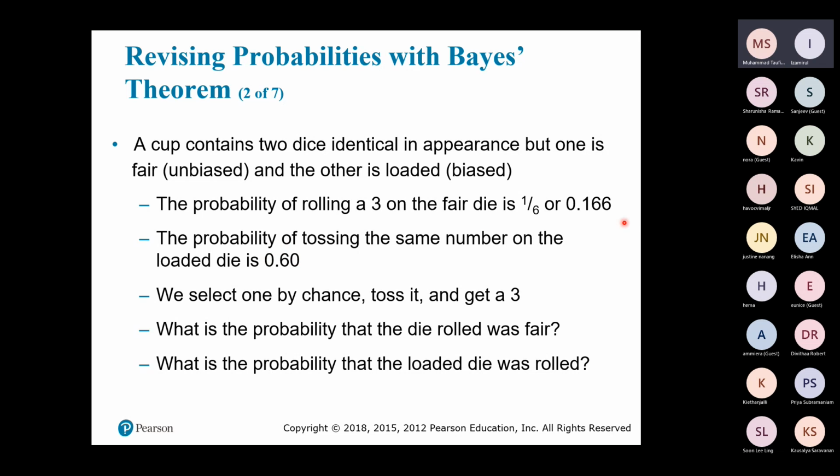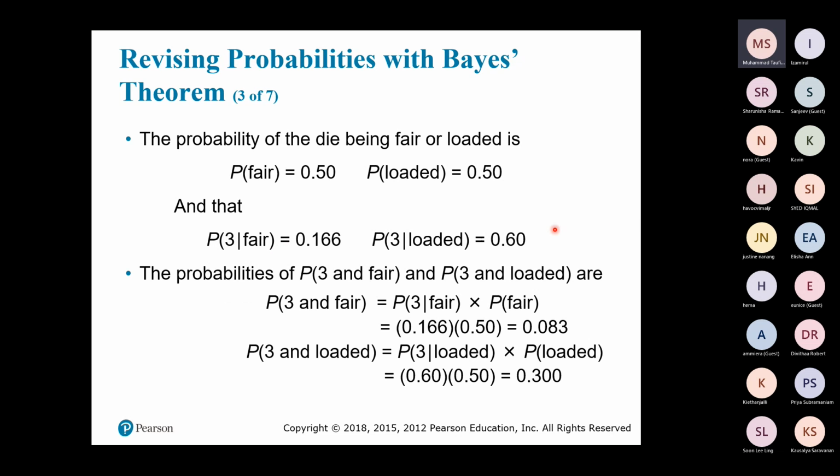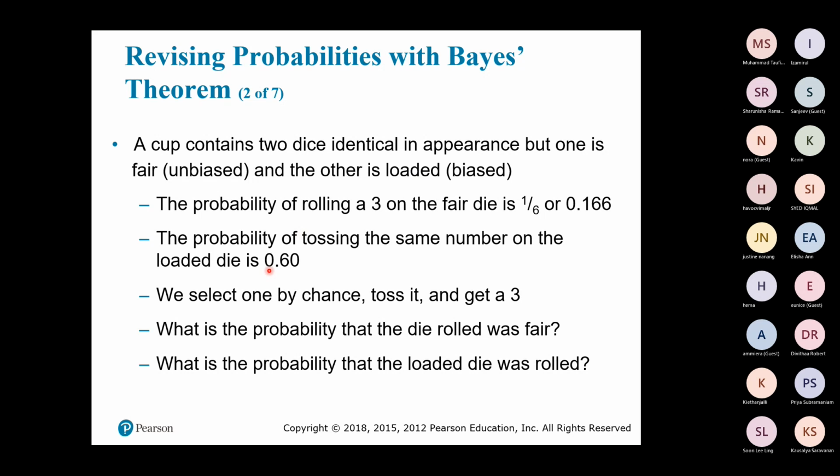Which one is current? This one is history. The new information is here. Yang dua ni adalah benda yang baru, tak ada dalam soalan. Cuma dia cakap kita ada dua dadu letak dalam satu cawan. Kemudian kita tahu satu dadu tu kemungkinannya 1/6, satu lagi dadu tu kemungkinannya 0.6.